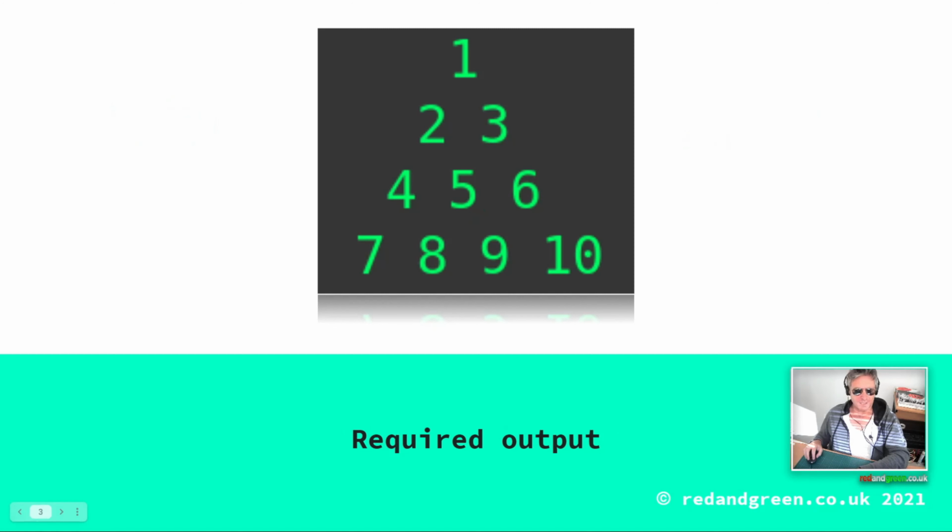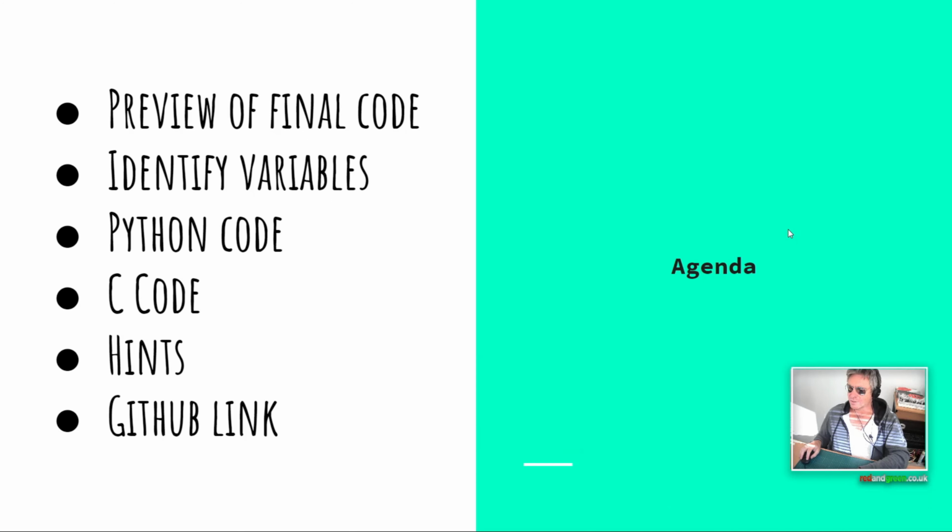There you see a zoomed in view, and next, the agenda. We're going to look at a preview of the final code in a second. Then we're going to look at how we can identify the variables that we're going to need for our code. I'll show you the Python code. Then we'll look at the C code. You'll see some similarities, which is good. You'll see some differences. Whether you're interested in writing C code or not, the purpose of this video is to understand the core approach to solving the problem. After that, I'll drop some hints and a link to the code on GitHub.